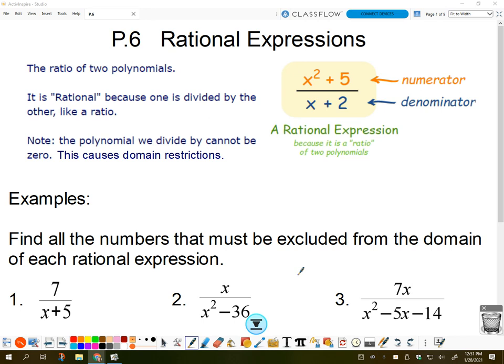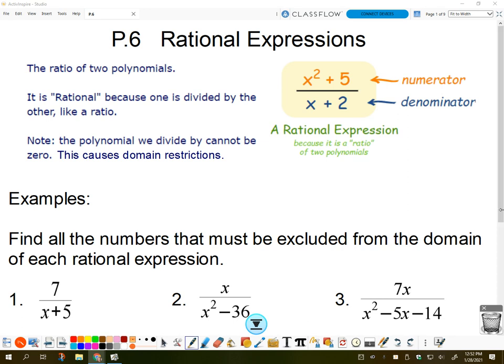So this little note right here: with the polynomial, you're not going to be able to divide by zero. That's a no-no. You can't take something and divide it into no categories. So that's going to cause a domain restriction. So rational functions have a domain restriction. So that's really the first thing that we're going to look at: what values must be excluded from the domain. What is your domain restriction?